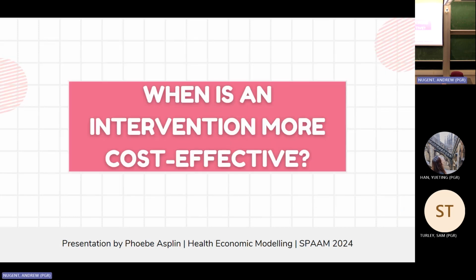So now we have a measure of when an intervention is cost effective. We want to talk about comparing between multiple interventions. How can we know which one is more cost effective?